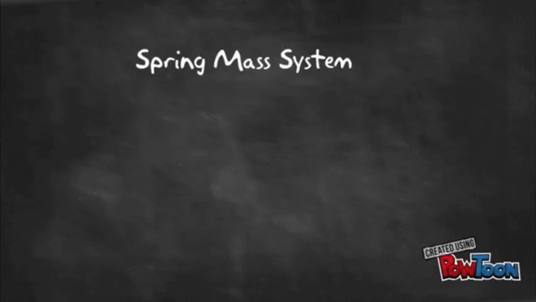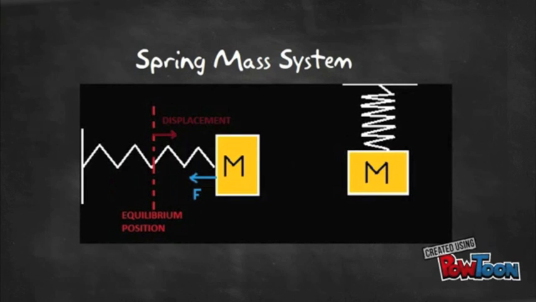Another example of simple harmonic motion is a spring mass system. This system also follows all of the characteristics as the pendulum.